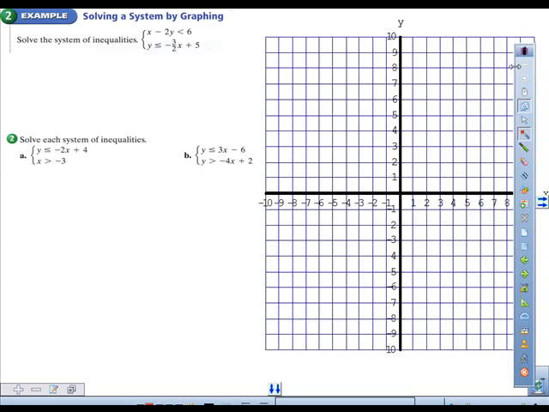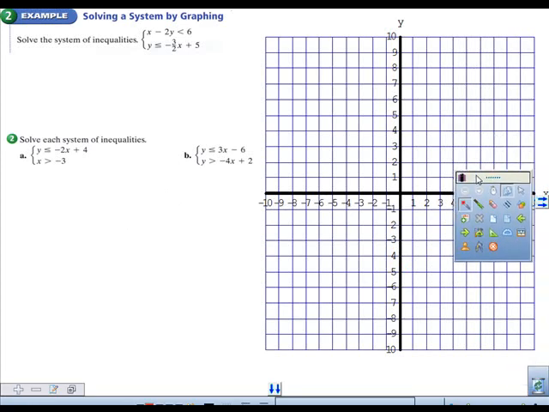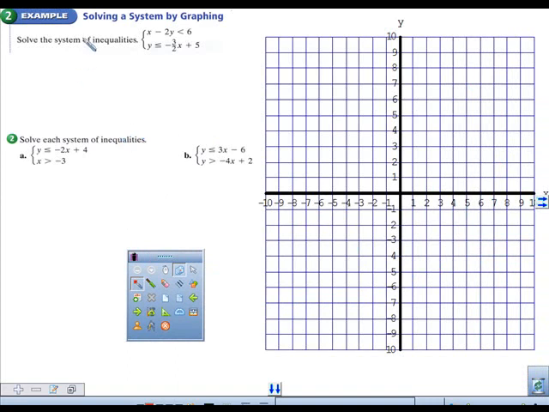Alright, so the first thing, we have a system of inequalities here. So we need to graph both of these lines on the same graph. So if we have x minus 2y is less than 6, we need to graph this. In order to do this, we need to get y by itself. So you would subtract x on both sides. We would get negative 2y is less than negative x plus 6.